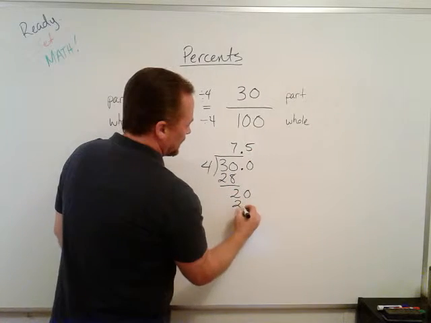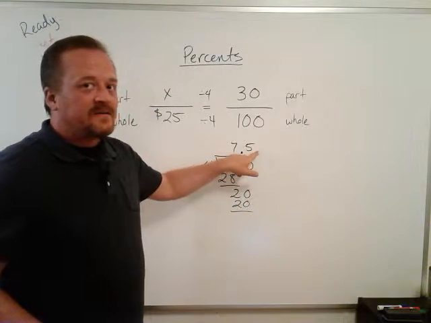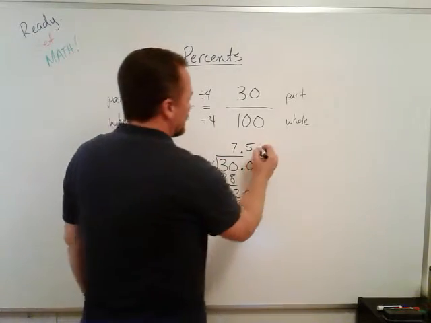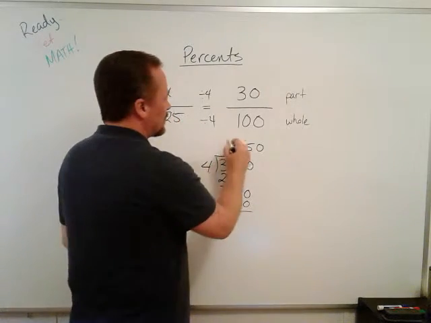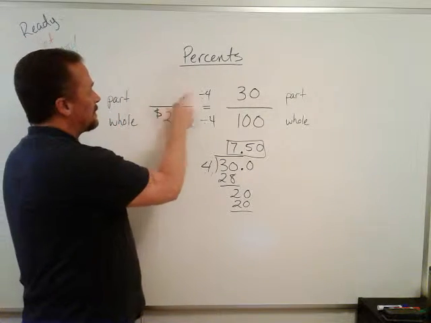And that's also going to actually finish this for me. But I'm missing the cent. So I can just go ahead and fill that in with a 0. Okay? This quotient tells me how much I'm going to save off of this shirt.